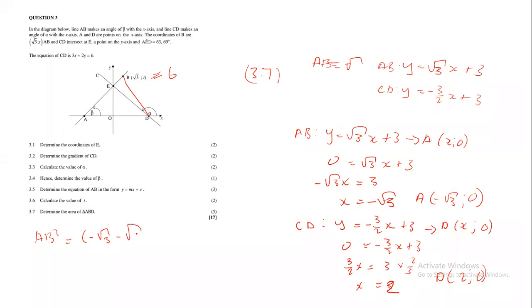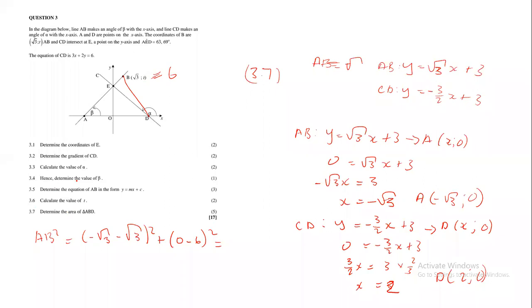Positive root 3 to the power of 2, plus y of A. What is y of A? Y of A is 0, and therefore subtract y of B. What is y of B? Y of B is positive 6. Remember, you have already determined it at 3.6. It's positive 6. That means you substitute positive 6 to the power of 2. And therefore, what is the magnitude of AB squared?